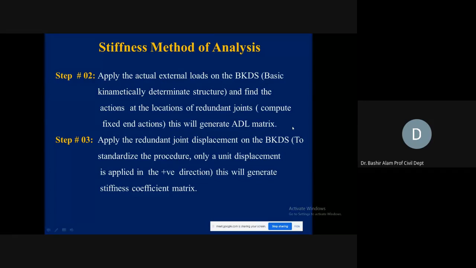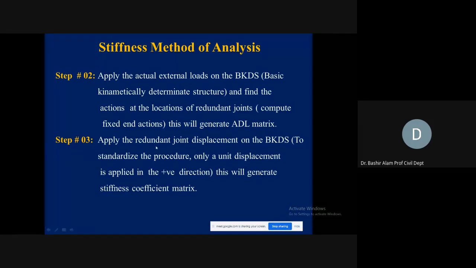Step number 3, apply the redundant joint displacements. Now we are coming after the generation of the stiffness matrix. In the flexibility method, what did we do? There we applied a unit action corresponding to the redundant action. Here, we will apply a unit displacement corresponding to the displaceable joint.